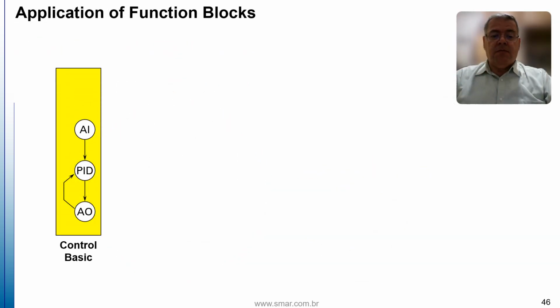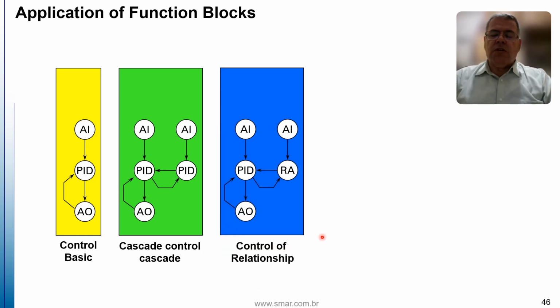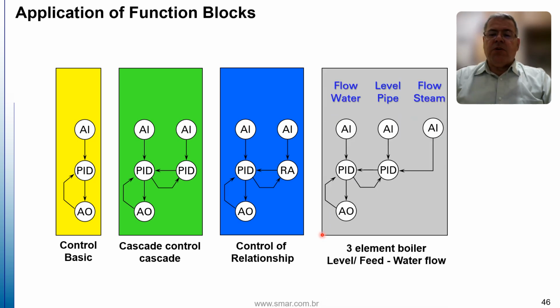Using function blocks, we can have various control strategies in the system. For example, a simple PID control. We can also develop a more sophisticated form of control, like cascade control, which is more advanced, with two PIDs. The ratio control. We have the capability to implement more sophisticated controls, such as the control of a 3-element boiler system.